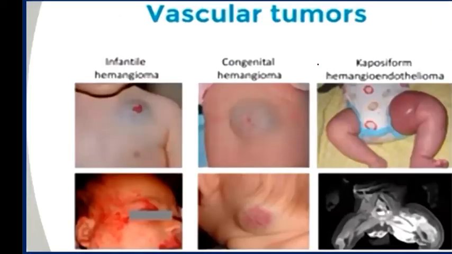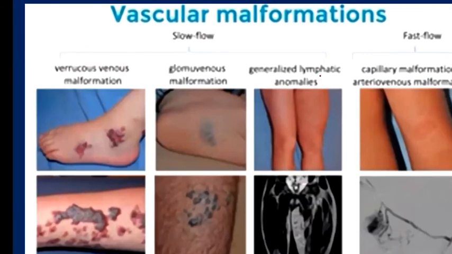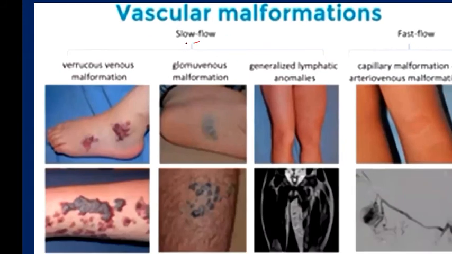For vascular tumor, this is the same slide, I think. Okay, we go. For vascular malformation, also this is fast. This is the fast and slow. This is slow flow and fast flow. Capillary malformation, AV malformation, generalized lymphatic anomaly, glomuvenous malformation or varicose venous malformation.